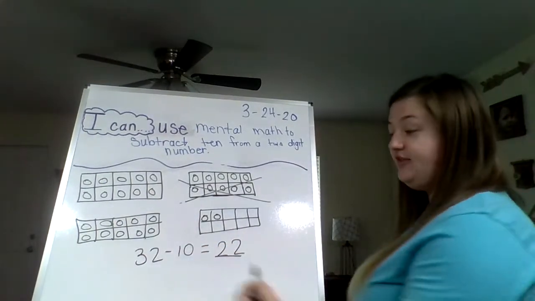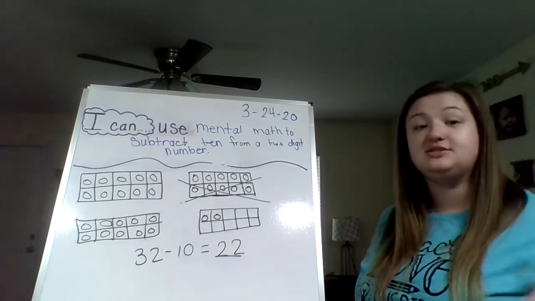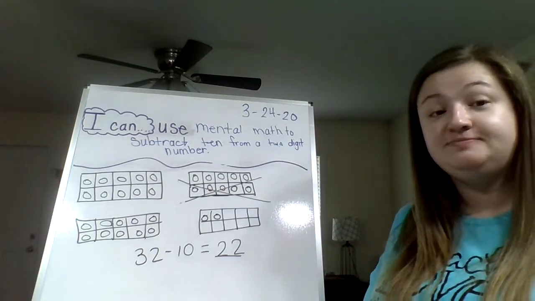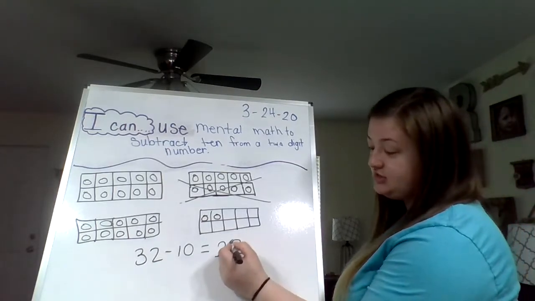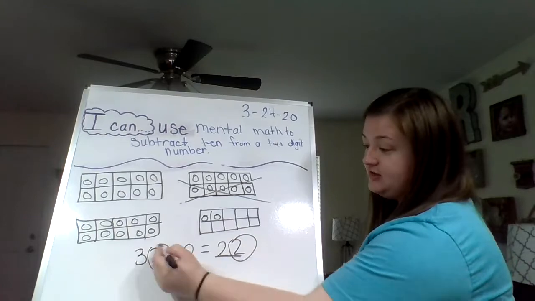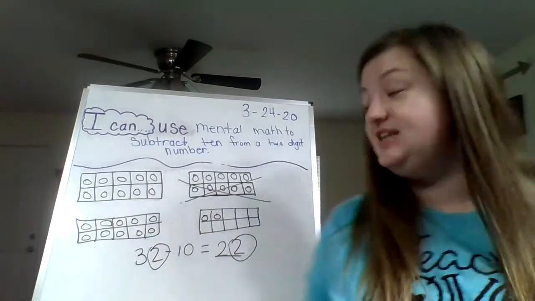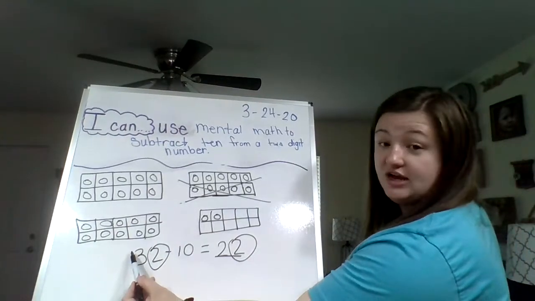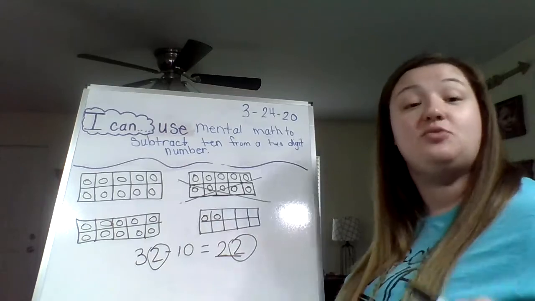Now if you look at 32 and 22, something is the same in each one of the numbers. Can you tell me what it is? That's right, the 2. And the 2 in each of those numbers is in what place? Is it in the tens digit in the front, or is it in the ones digit in the back? That's right, it's in the ones digit.